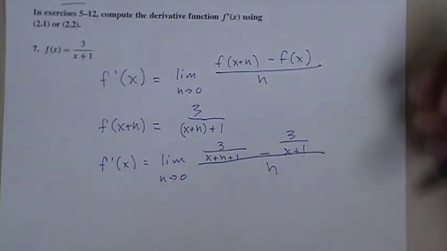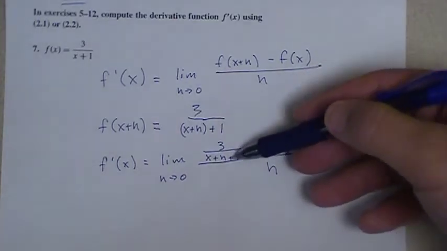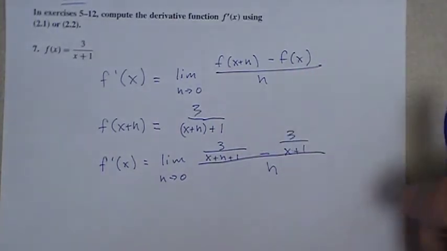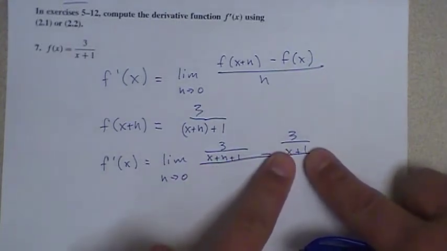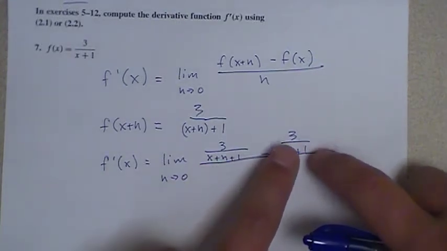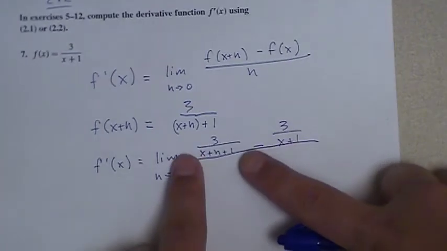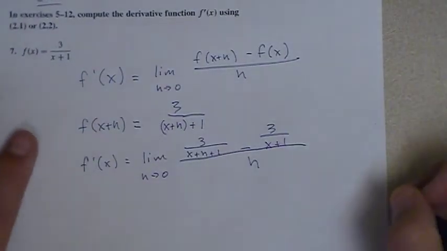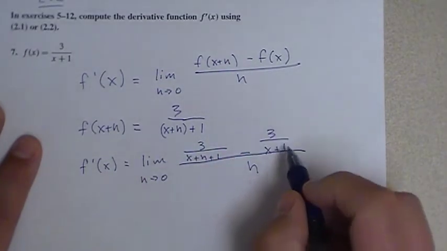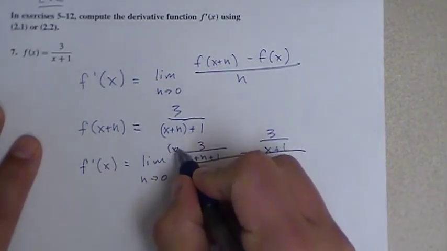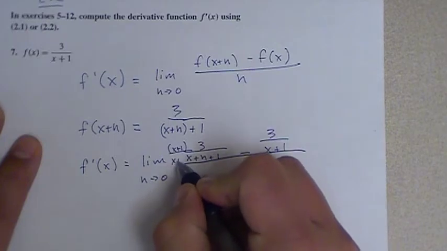So basically, to subtract two fractions, we would need to have a common denominator. If I multiply this denominator by that denominator, I'll have a common denominator. If I multiply the second denominator by the first, I'll have a common denominator. So what I'm going to do is I'm going to multiply this fraction by 1 in the form of x plus 1 over x plus 1.